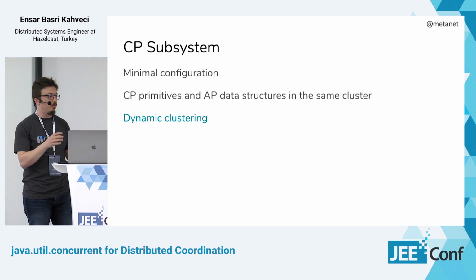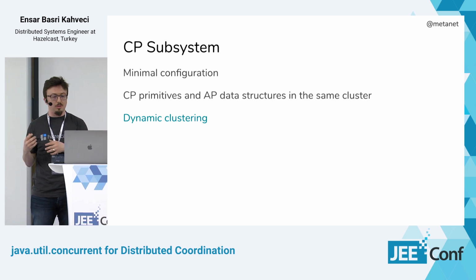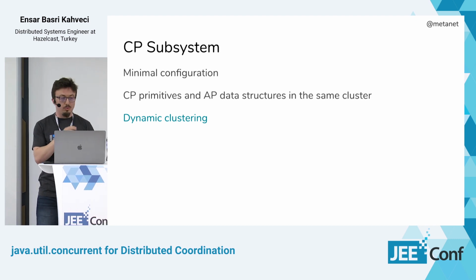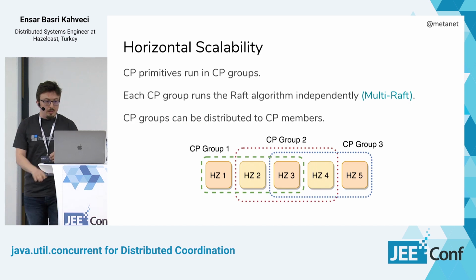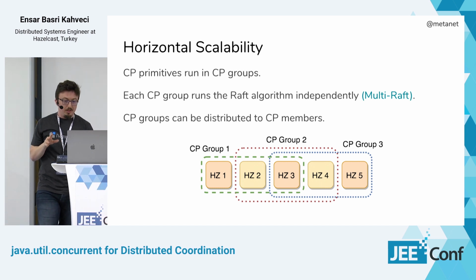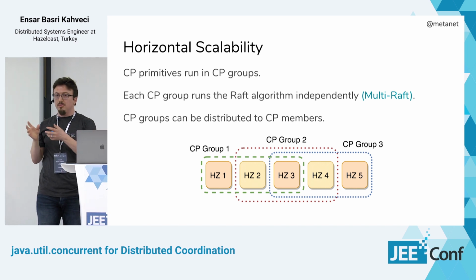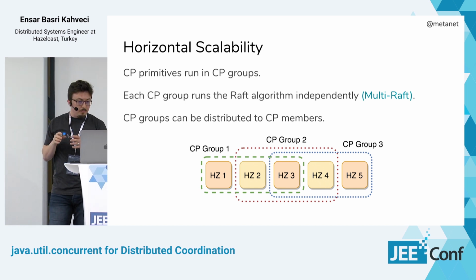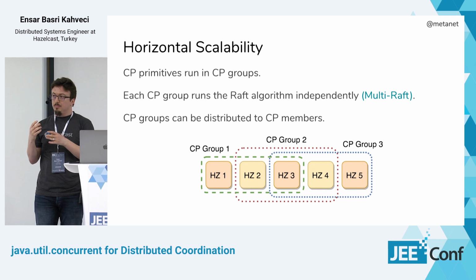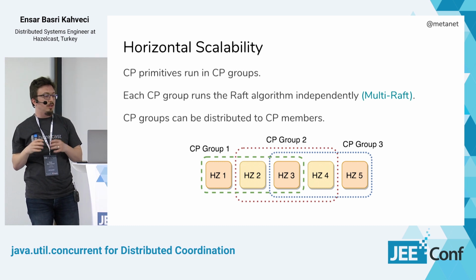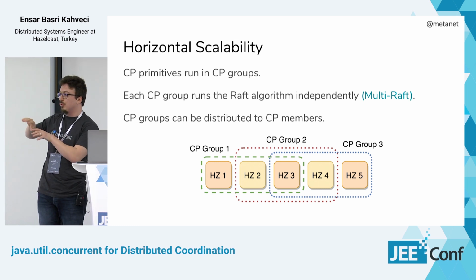So maintaining the majority is quite important, and because of that, we also implemented dynamic clustering. At runtime, if one of your CP members crashes, you can remove it from the cluster and replace it with another member, or you can start another member to preserve your majority. And we also have a notion of CP groups. A CP group is an independent unit that runs the Raft consensus algorithm independently. If you want to achieve higher throughput, you can distribute your concurrency primitives to multiple CP groups and run each CP group on a different set of servers.